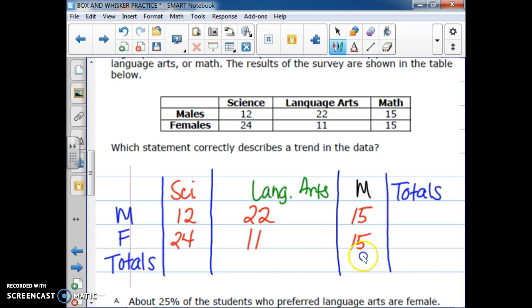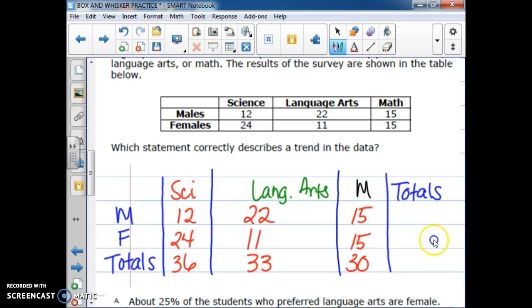Now this bottom row needs to get filled in with the totals. The total for science is 36, because 12 plus 24 is 36. The total for language arts is 33, because 22 plus 11 is 33. And the total for math is 30 because 15 plus 15 is 30.